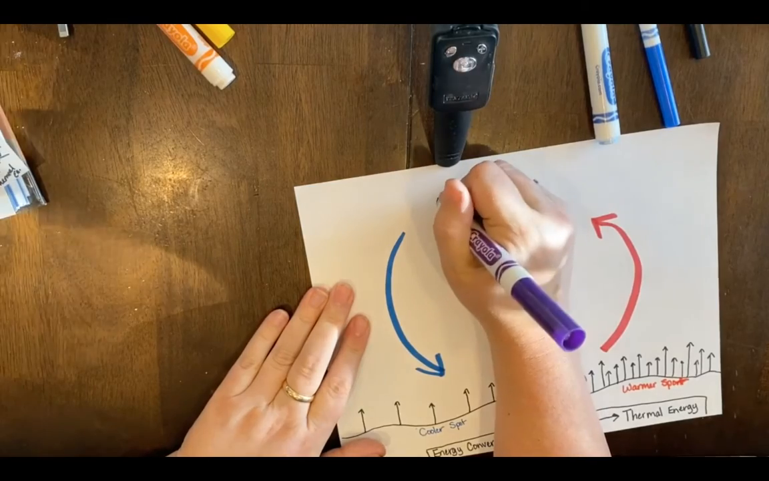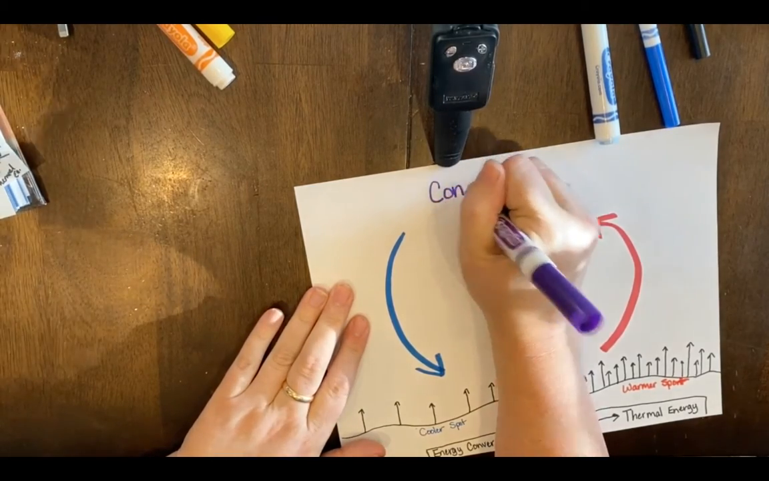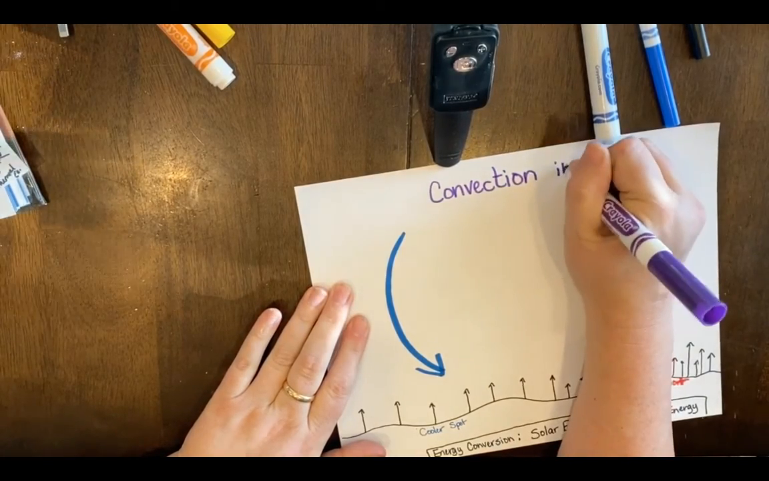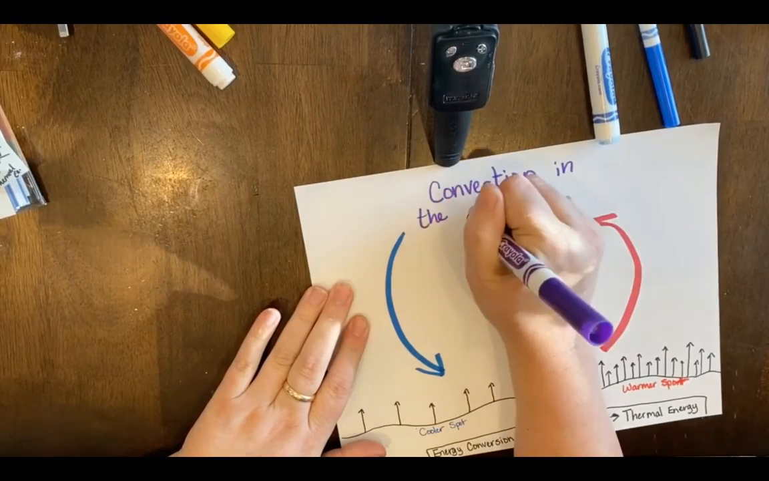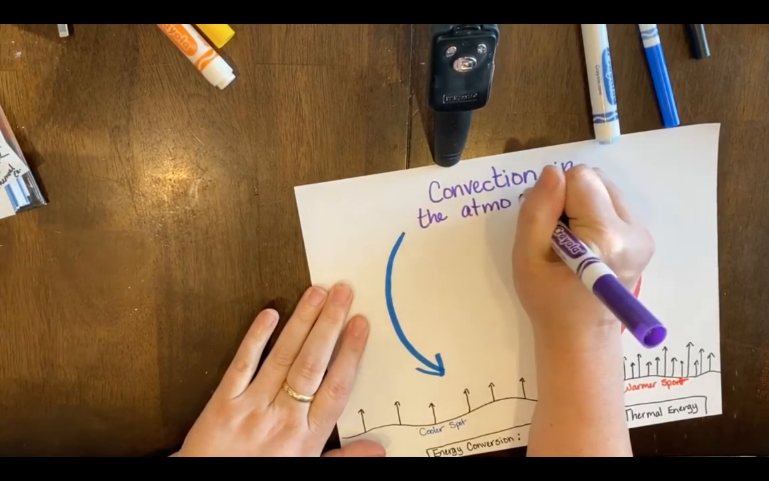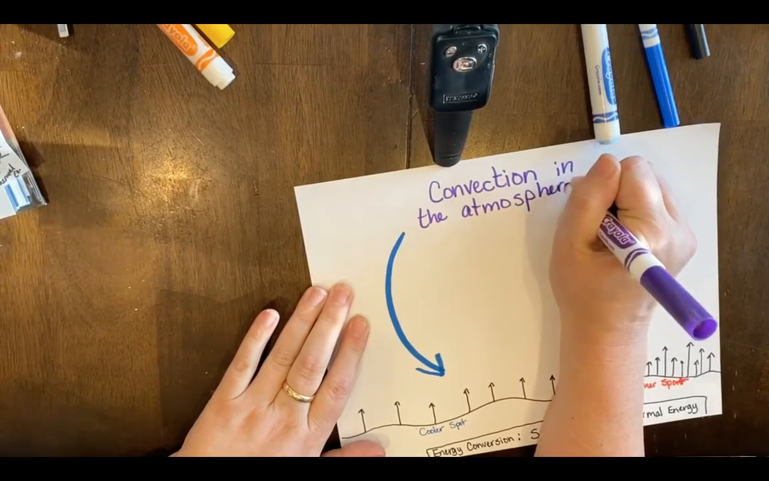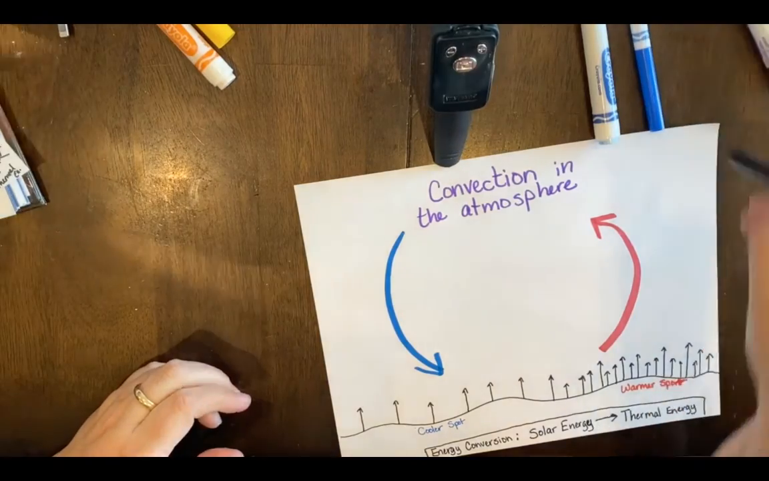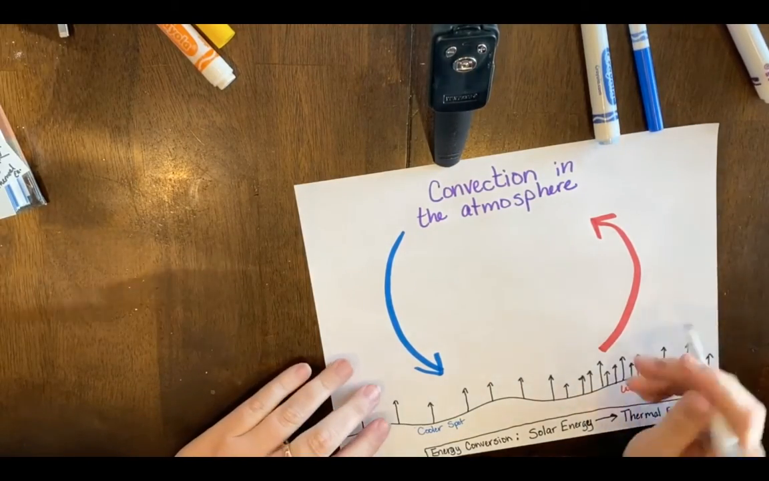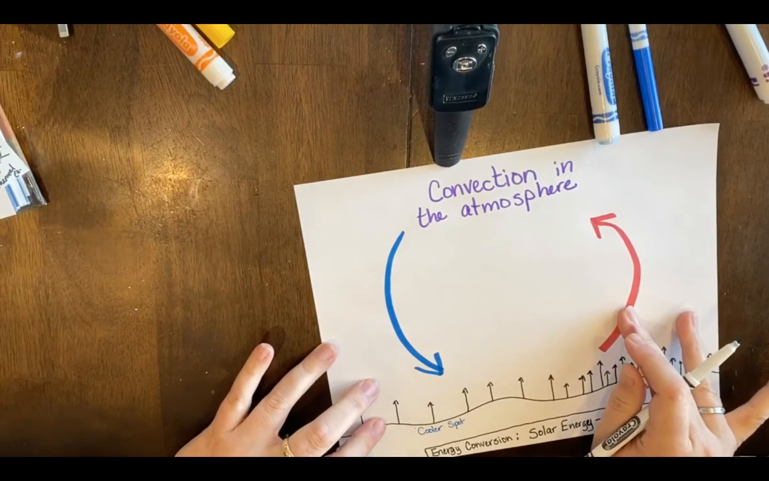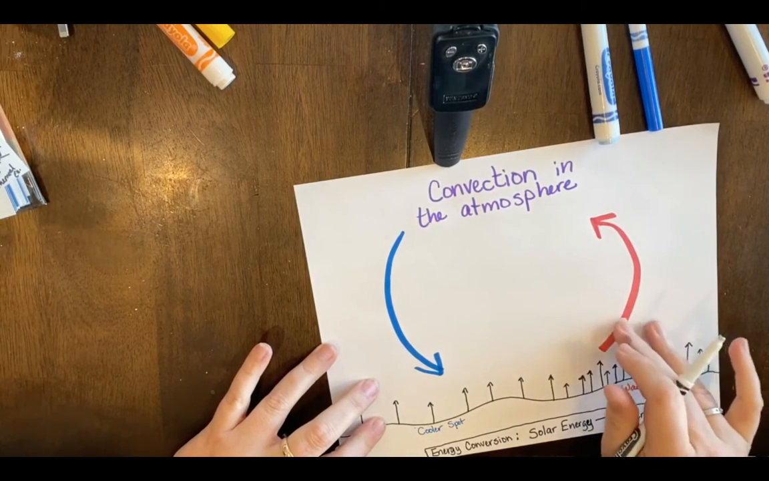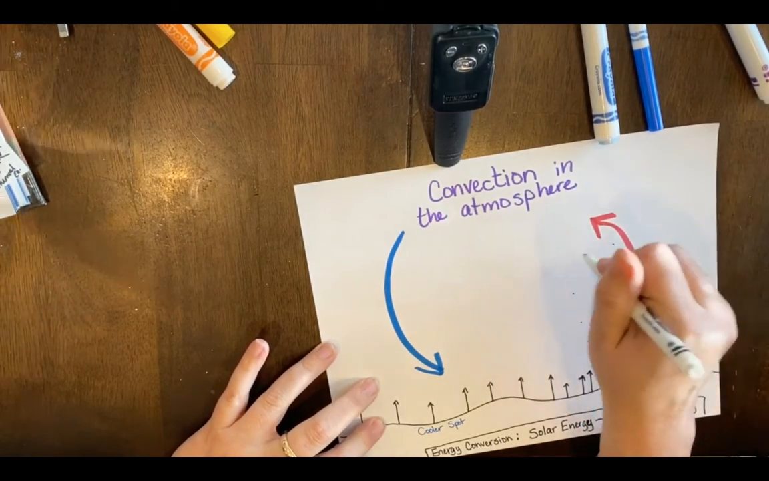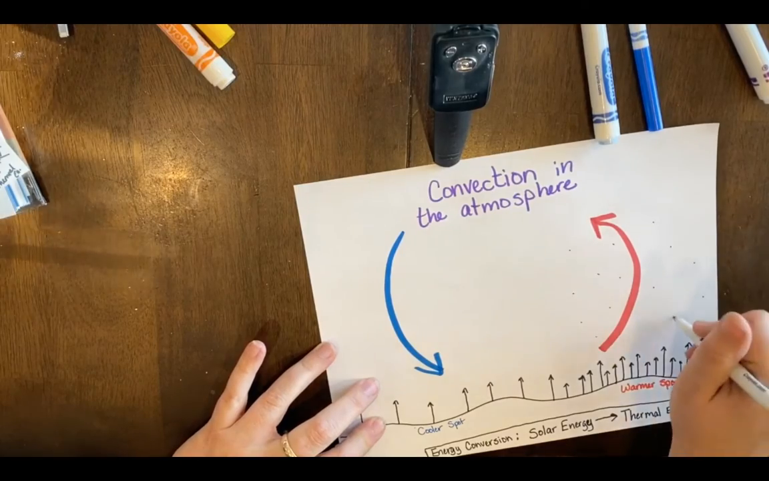Okay, so I'm going to label this new one as convection in the atmosphere. Okay, there's one part that we didn't put on this model that we have put on other models, which was our molecules. Remember, hot air, the hotter the molecules are, the more thermal energy they have, the faster they move and the farther apart they move. So I'm going to space these molecules very far apart.